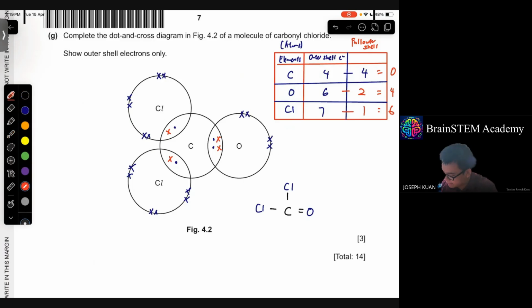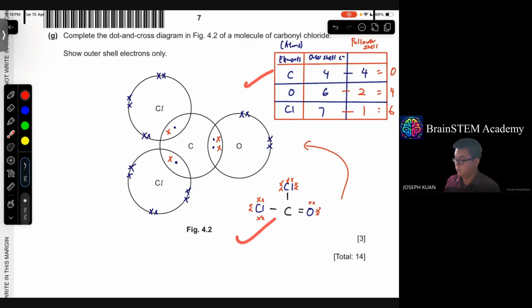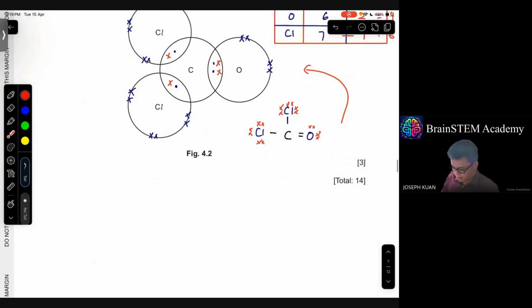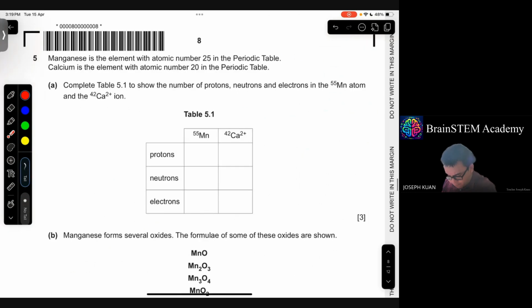All you need to do is count how many non-bonding electrons are remaining, and you just translate that back to the diagram. So there are two methods here. Right? Moving on. Number 5.